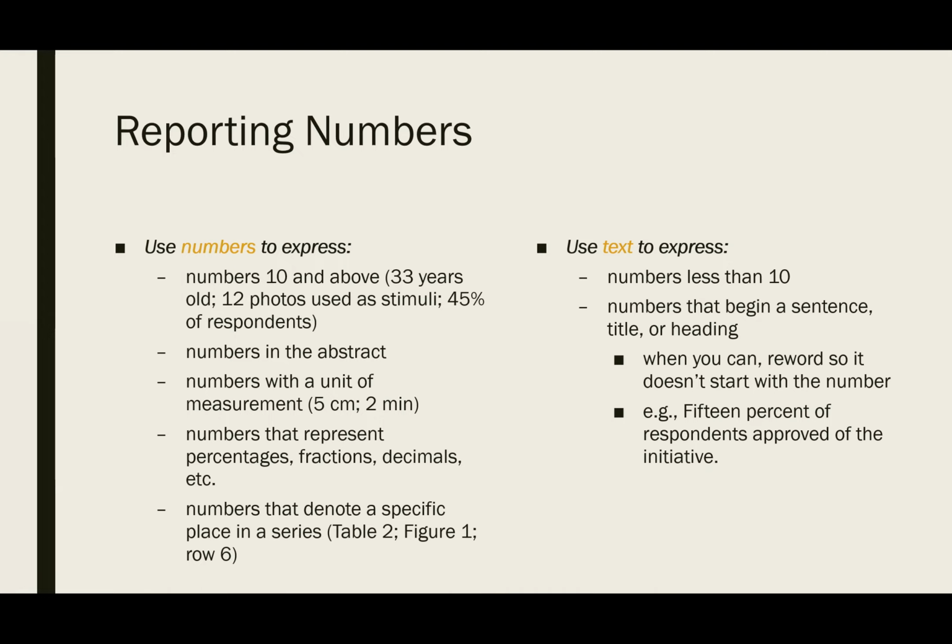You also write out numbers that begin a sentence, title, or heading. So for the example there, 15% of respondents approved of the initiative. If you're putting that in your title and starting your title with 15%, then you would write that out. This means you should reword sentences that could start with a number to not start with that number. And if you absolutely cannot rewrite them, you write the number out instead. So like I said, 15% of respondents.